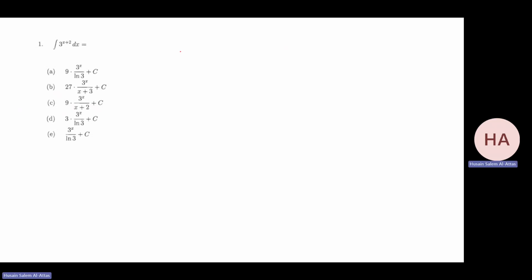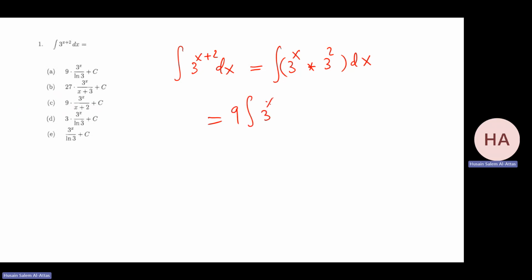Sure we did it before or not. Okay. 3 to the power x plus 2 dx. That I can make it 3 to the power x times 3 square dx. And this 3 square, I can take it out. That will be 9 integral 3 to the power x dx, which is 9 times 3 to the power x over ln 3 plus c, which is this one.